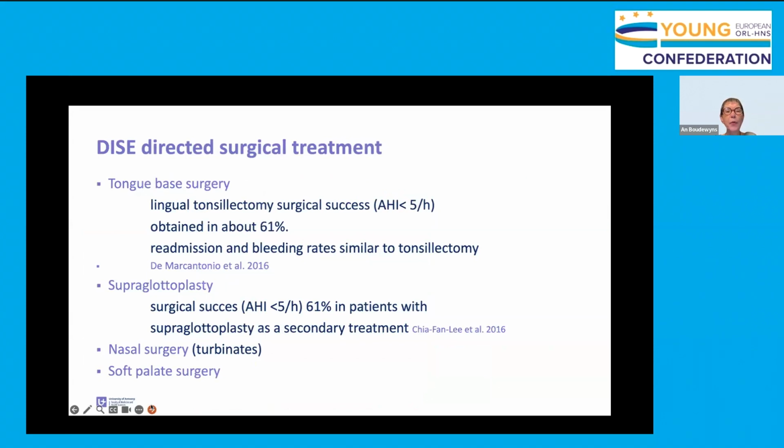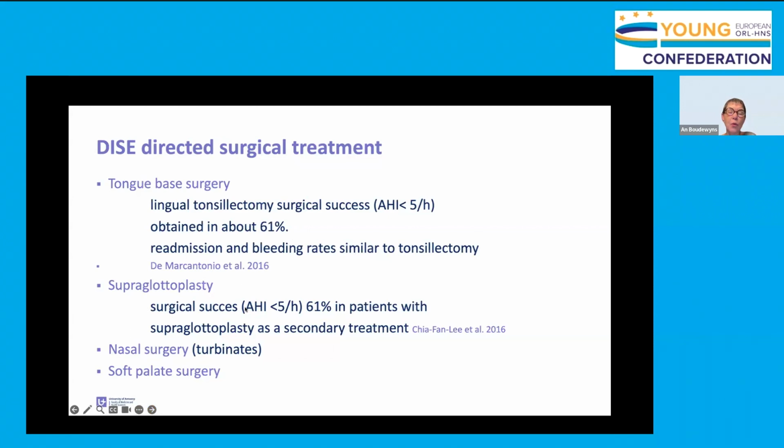Of course, we can perform DICE-directed surgical treatment. So we use the DICE to identify the sites of persistent sleep disordered breathing. And as we then see that tongue-based obstruction and laryngomalacia are the most common sites of persistent disease, it's not so surprising that tongue-based surgery and supraglottoplasty are the most commonly performed surgical procedures. They result overall in an improvement, but with success rates of about 61%, both for tongue-based surgery and for supraglottoplasty.